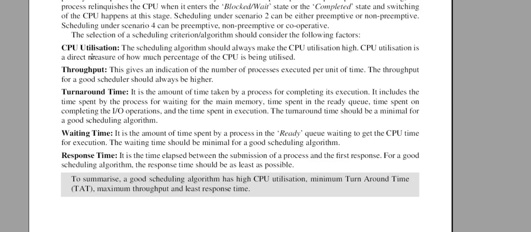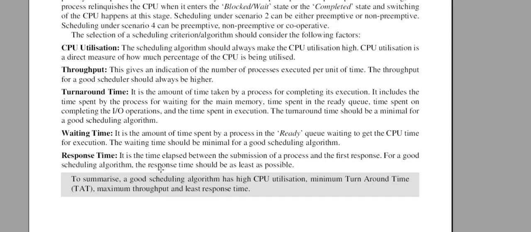Other terms are CPU utilization. A scheduling algorithm should always make CPU utilization high. CPU utilization is a direct measure of what percentage of the CPU is being utilized. Second term is throughput. It gives an indication of the number of processes executed per unit time. Throughput for a good algorithm should always be higher. So CPU utilization should be higher, throughput should be higher, but turnaround time and waiting time should be less.